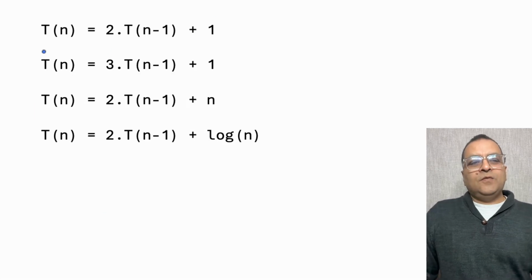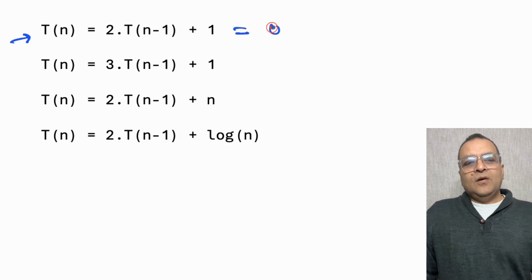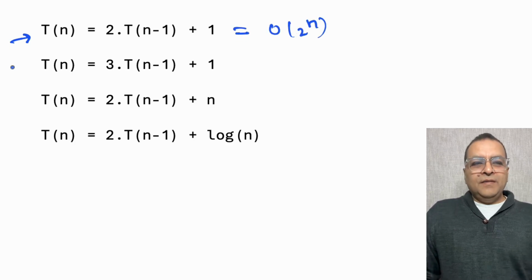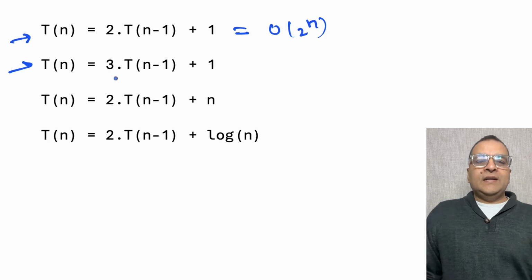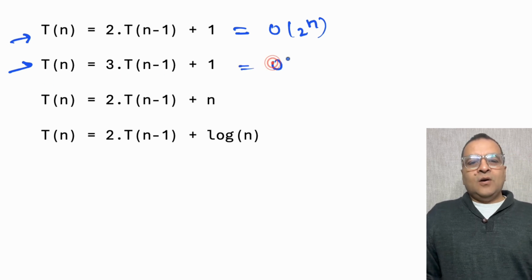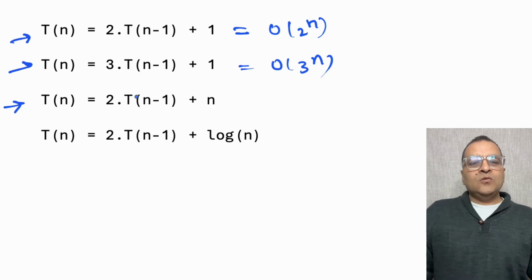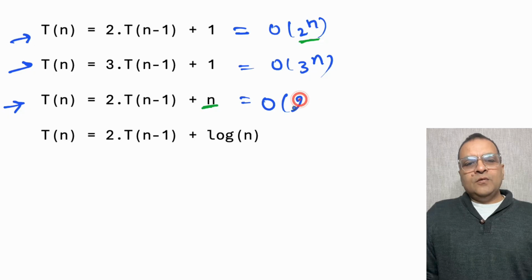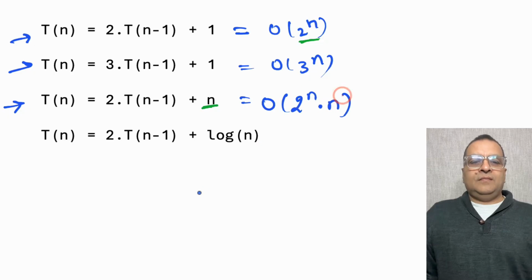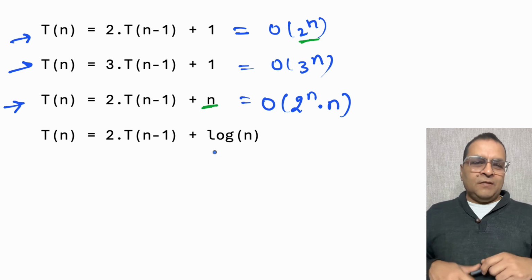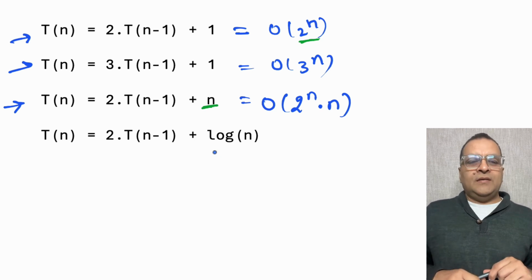We have also seen that the solution for this kind of recurrence is order of 2 raised to the power n. And we have also seen that for this kind of recurrence, T(n) = 3T(n-1) + 1, it is order of 3 raised to the power n. So both of these are exponential time complexities. What if we have a recurrence T(n) = 2T(n-1) + n? In this case, this n will be multiplied with 2 raised to the power n. And this will come out to be big O of 2 raised to the power n into n.